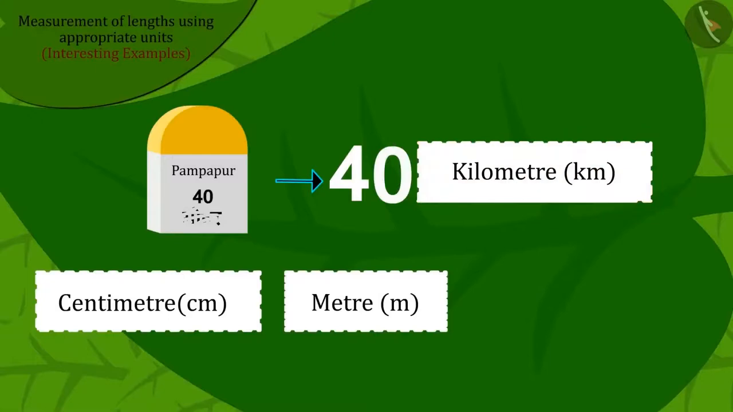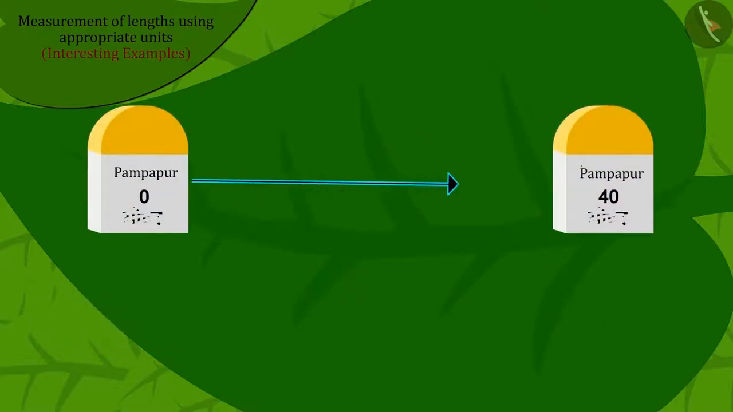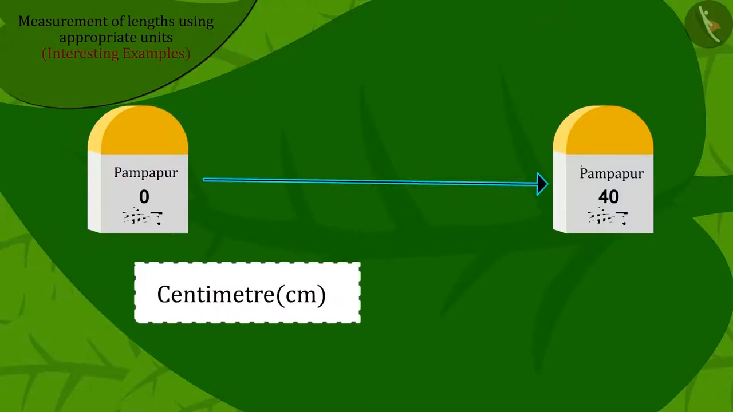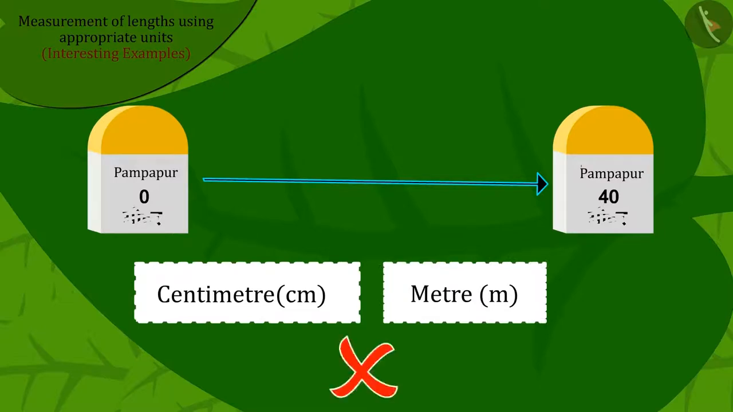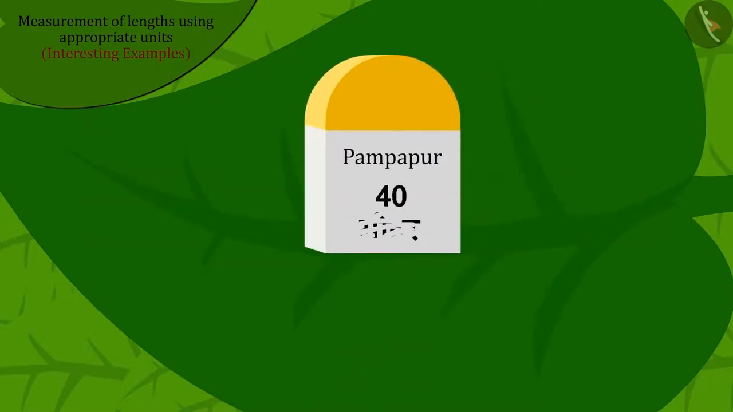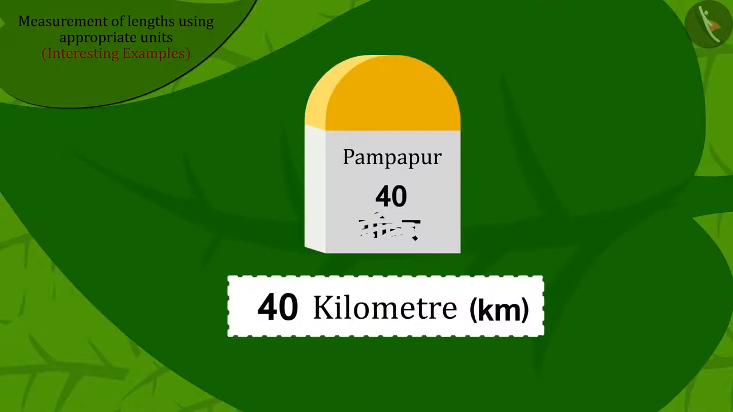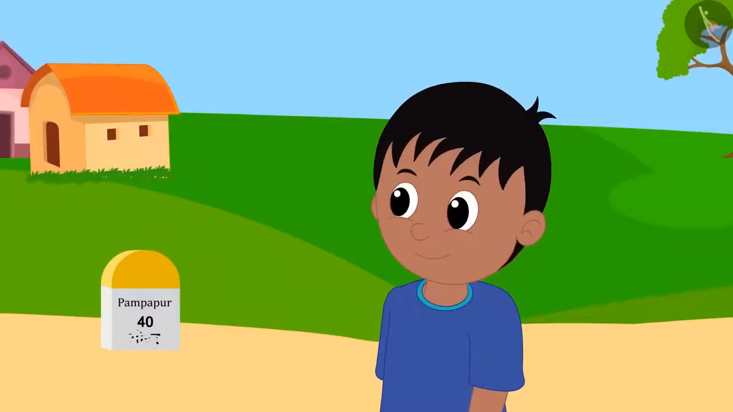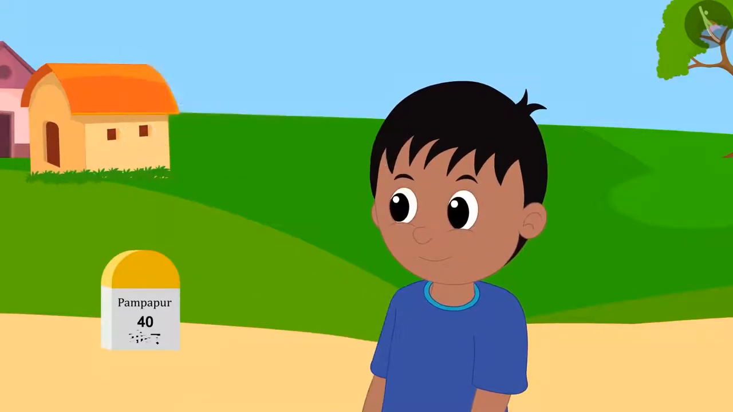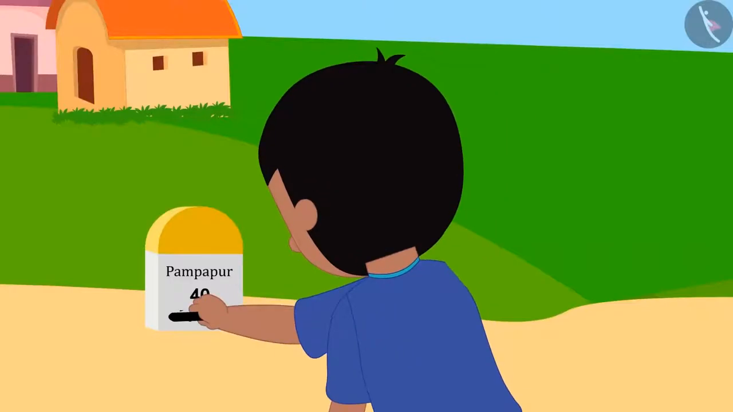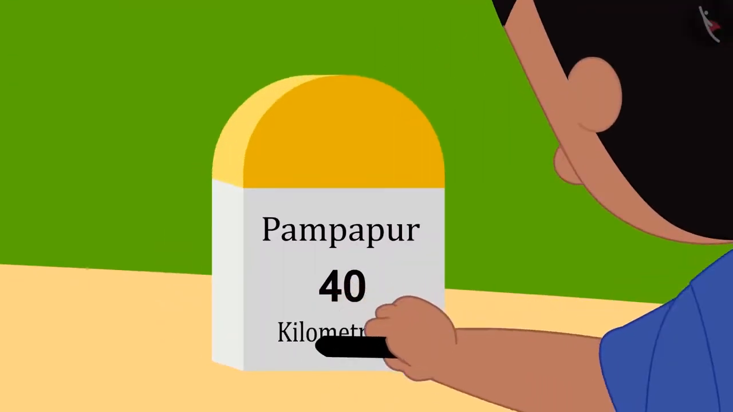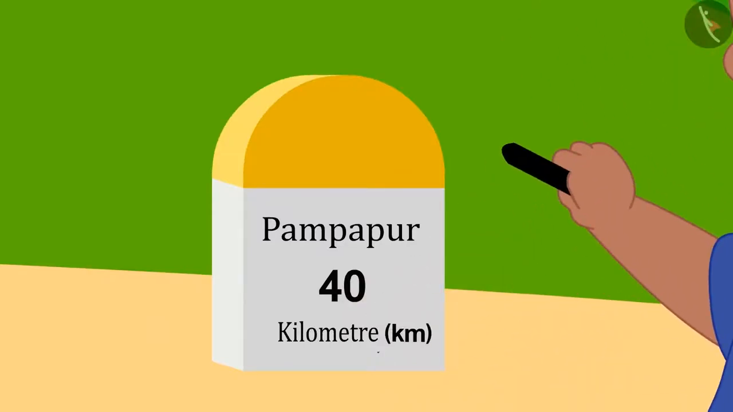Well done, kids! You have found the correct answer. Because the distance between places is very long, we cannot write them using centimeters or meters. Hence, the distance from there to Pampapur will be 40 kilometers. Raju found the right answer with your help. Then, he took a piece of coal and wrote 40 kilometers in this way and returned to his home.